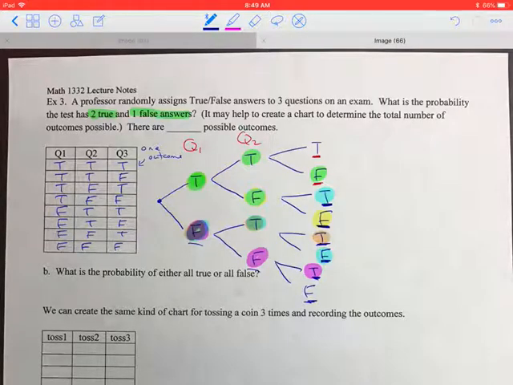Okay, so if I count the lines, each line is an outcome. So there are 8 possible outcomes.